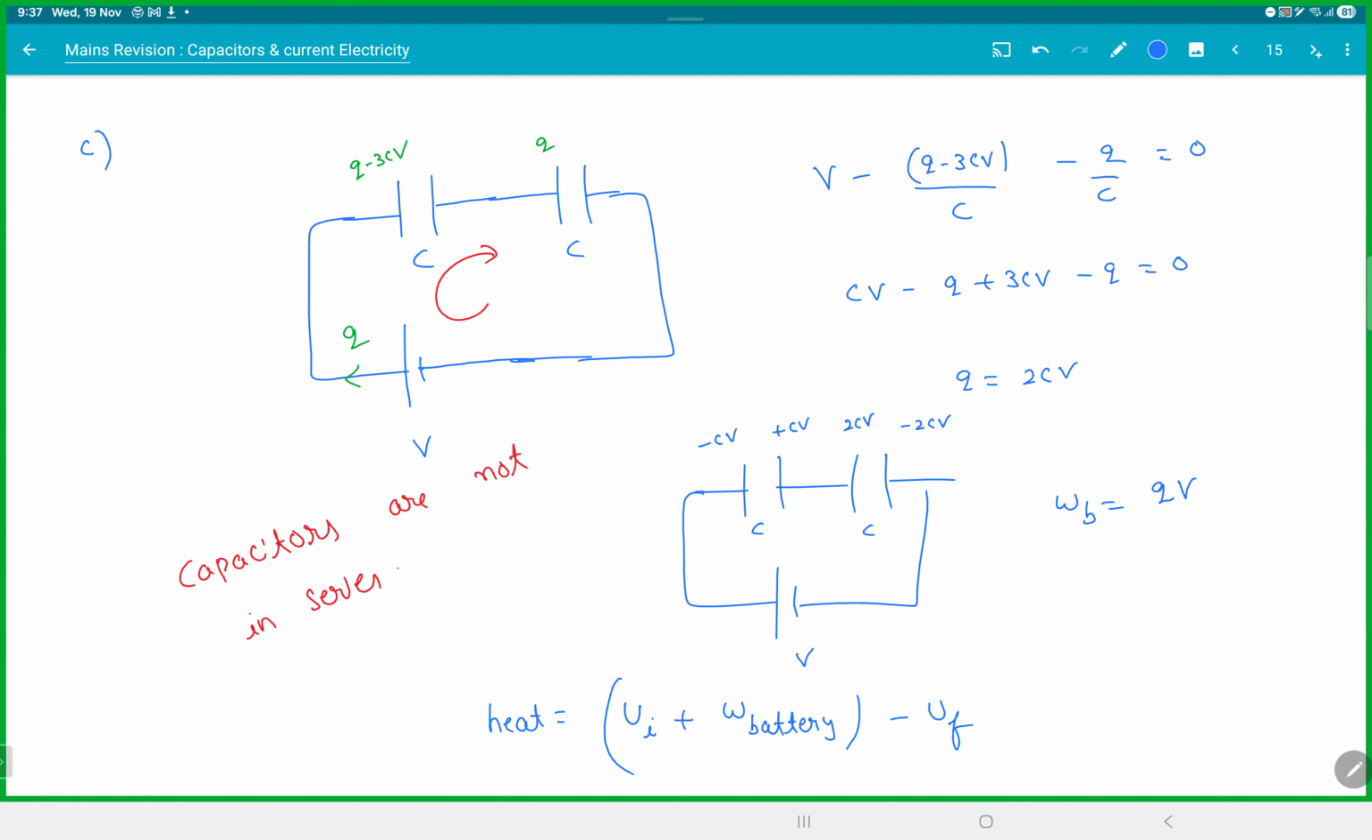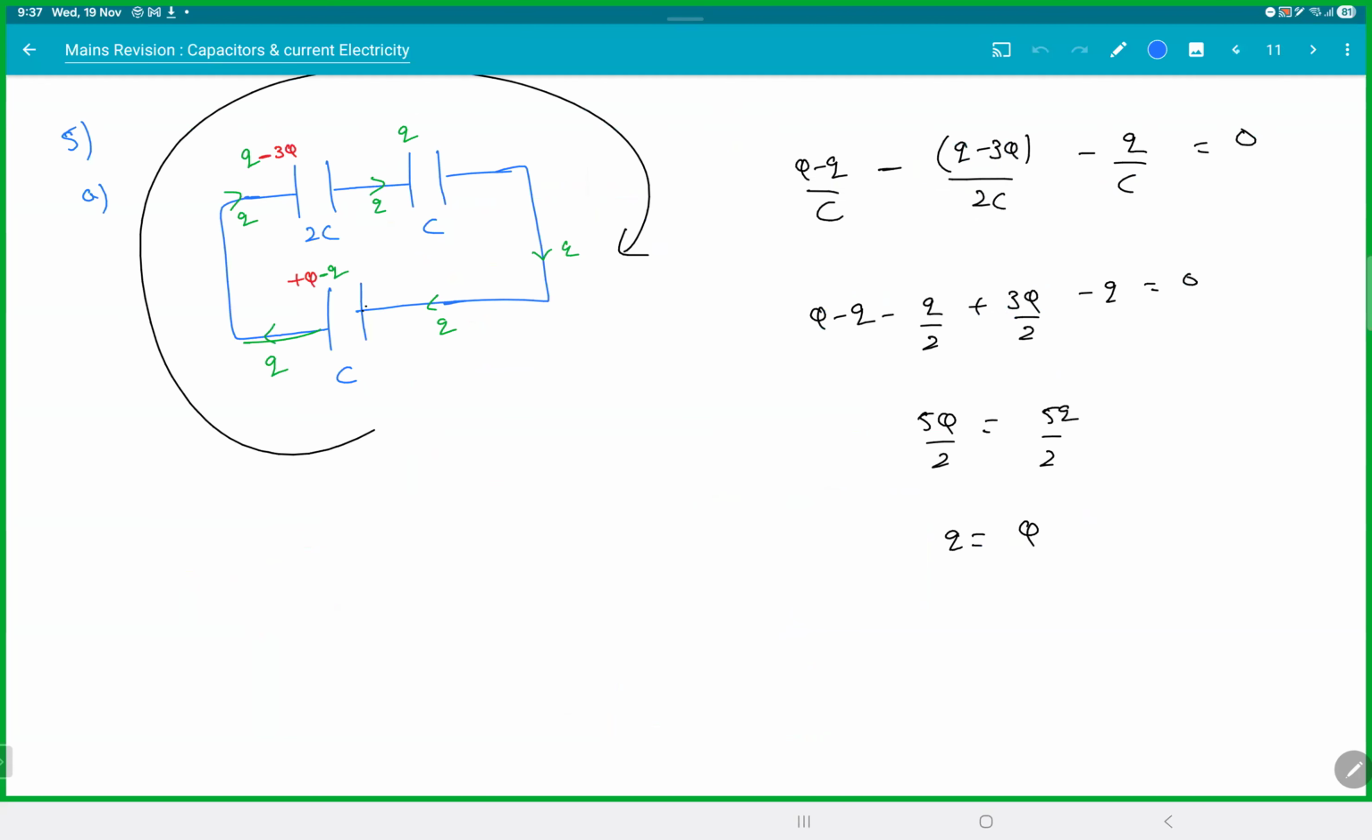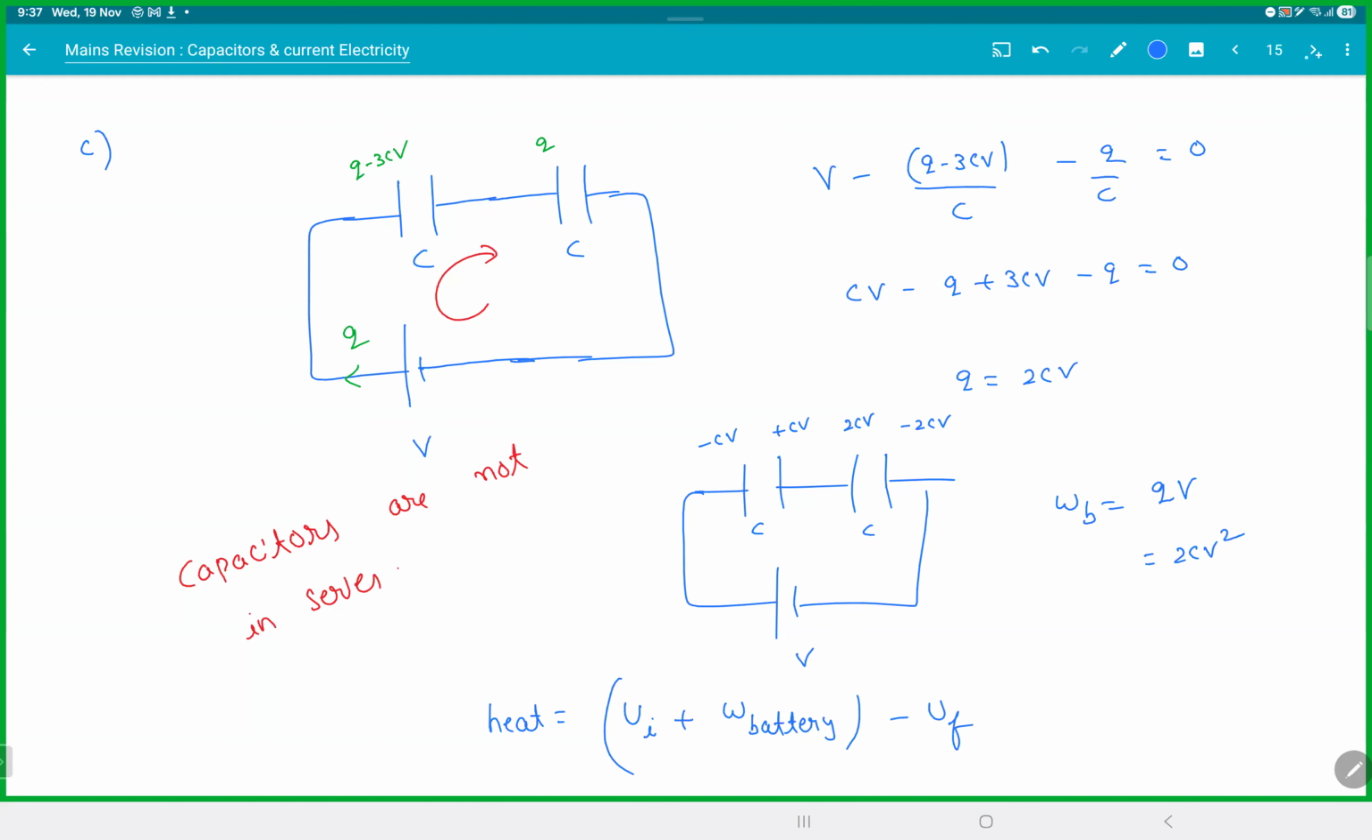Clear with this? So work done by the battery will be 2CV square. Initial energy you can find as Q square by 2C. Final energy you can find from the capacitors. Finish it off. All clear with this? So this is how you can play. You can put a capacitor, you can put 3 capacitors, you can put a capacitor and a battery also. These questions are important. Clear?